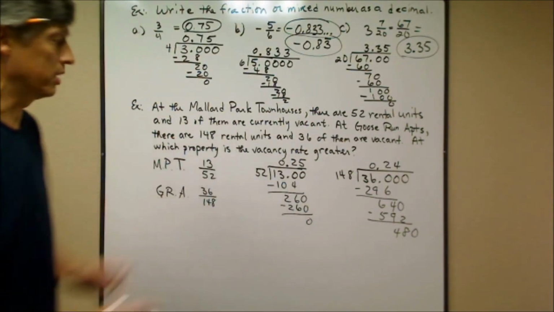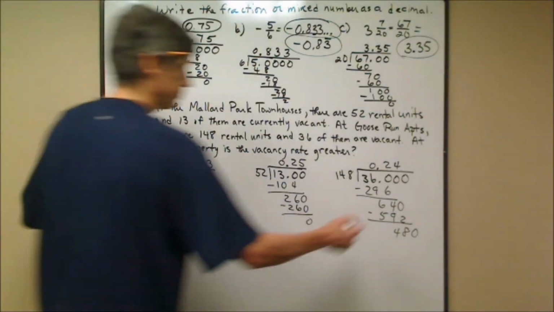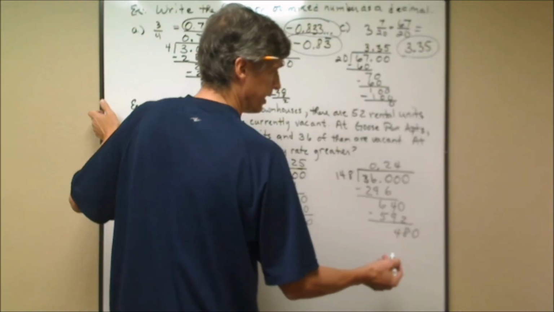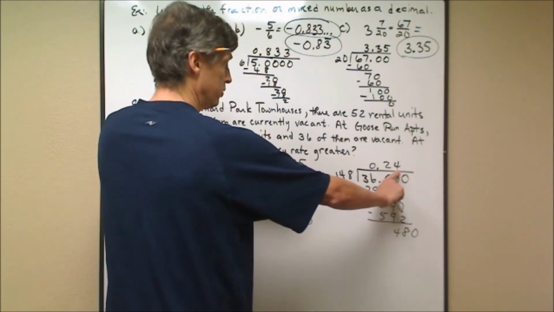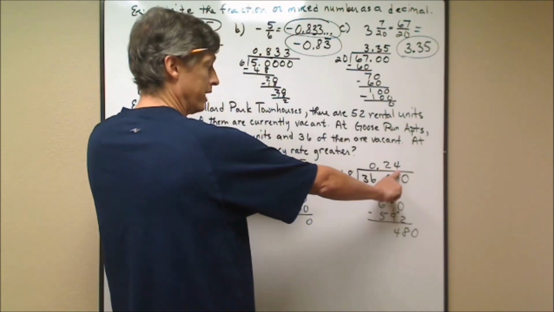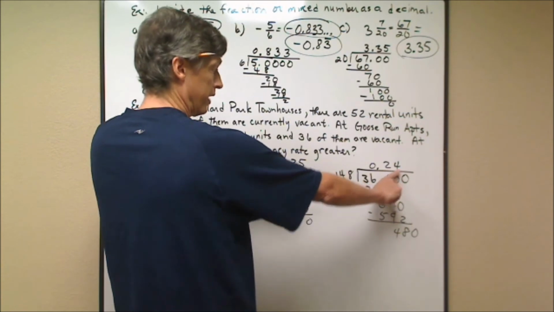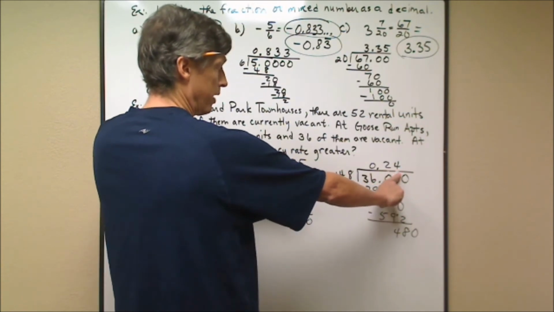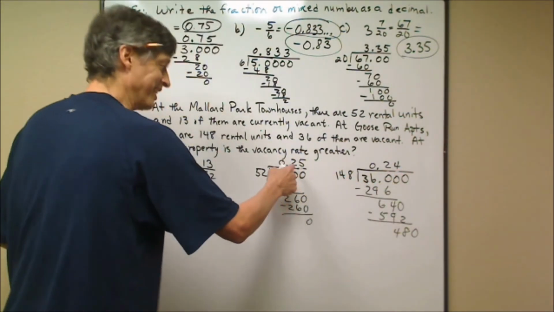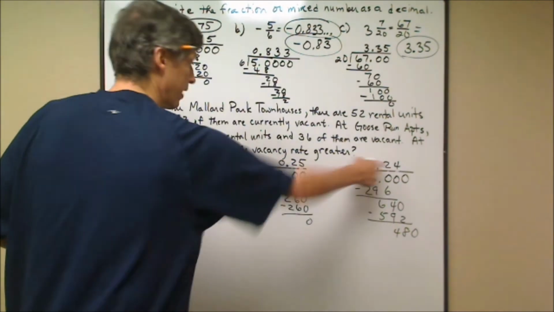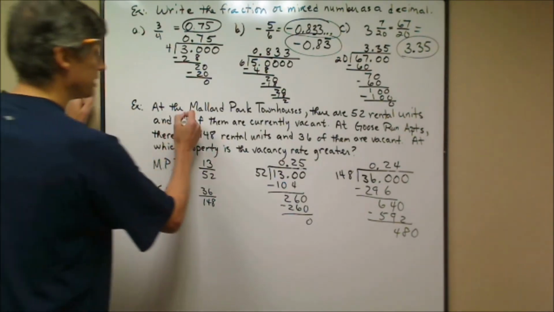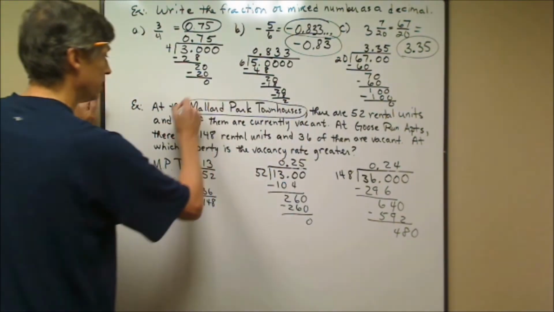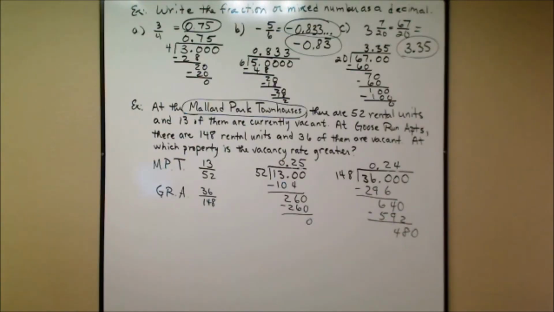the process. Well, I can stop now, because even if this goes on and eventually starts to repeat or terminates, I can see that this one and this one, by looking at the 100th spot, this value is greater than that. They have the same tenths, but this one has more hundredths. So this is the greater number out of the 2 decimals. You compare them by place value. So that means that it's the Mallard Park townhouses that have the higher vacancy rate at this time.